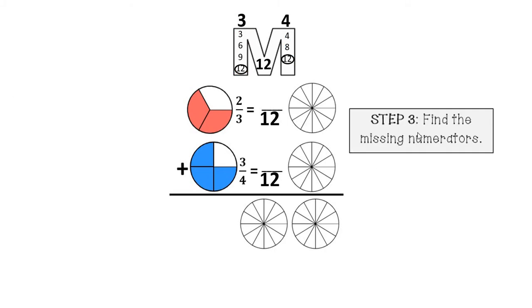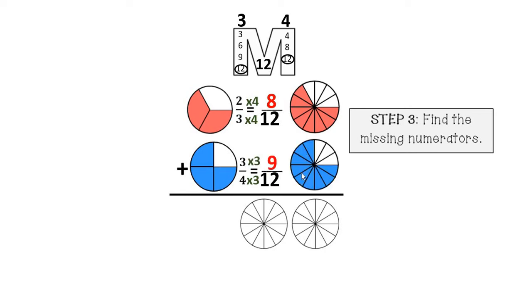Step 3, find our missing numerators. 3 times what gives me 12? Times 4. So multiply by 4 on the top. 2 times 4 is 8. So 2/3 is equivalent to 8/12. You can see how those are equal to each other. On the bottom, 3/4. 4 times 3 is 12. So on the top, we'll multiply by 3 as well. 3 times 3 is 9. So 3/4 is equivalent to 9/12. And you can see how those are equal to one another. But now we have the same size pieces, so we can add them.